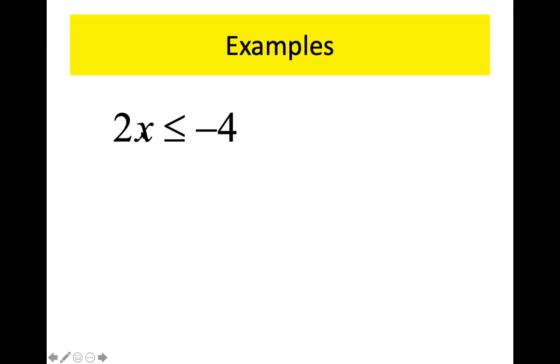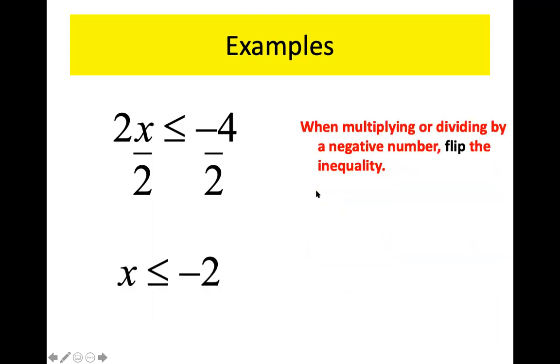X is on the right or left side. What's attached to it? 2, attached by multiplication. To get rid of multiplication, you divide. We're dividing both sides by 2. Are we dividing by a positive or a negative number right here? Positive. So we do not flip the inequality, even though when you do that division, the answer is negative.